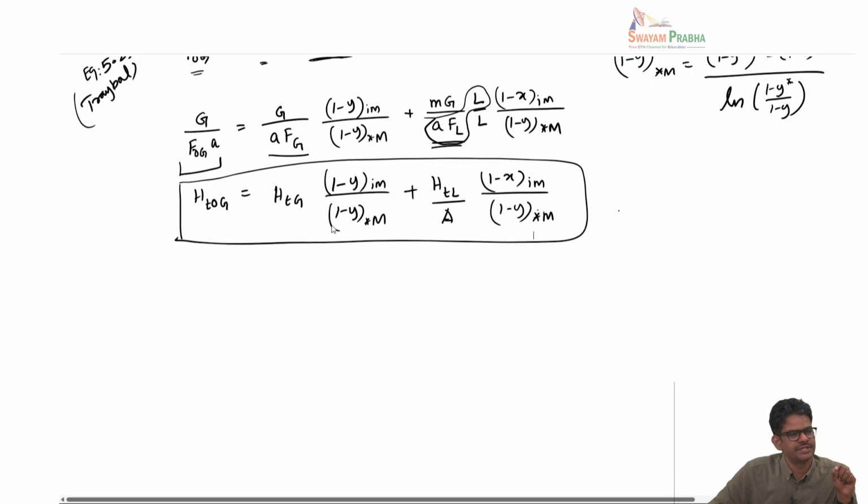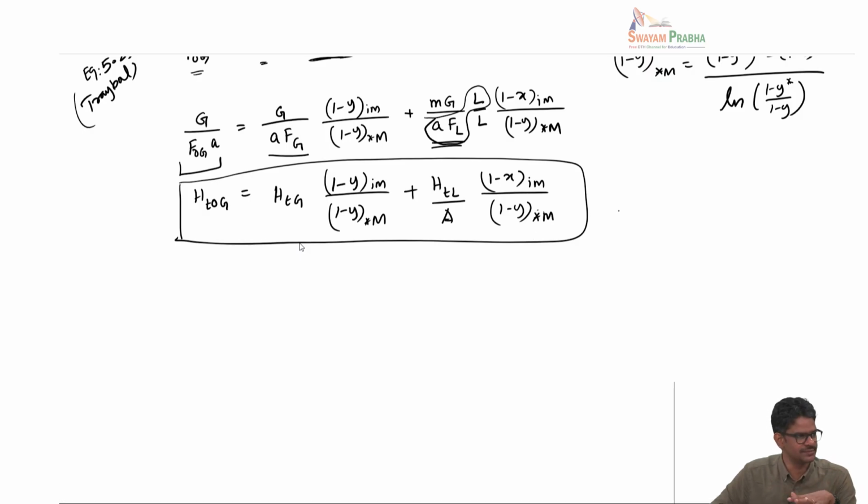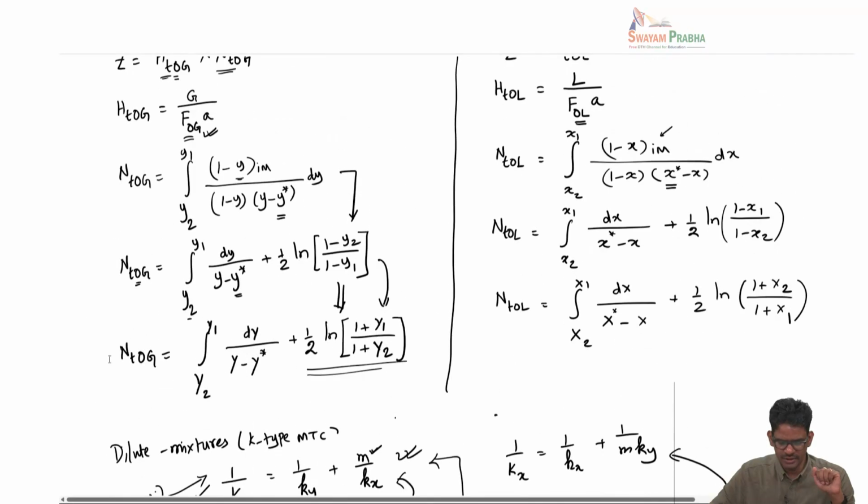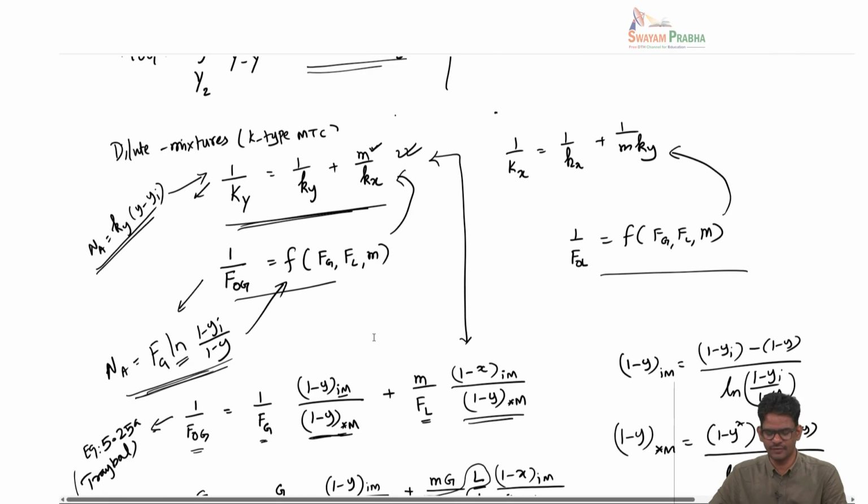So this expression is valid for both phase controlling. If the liquid phase is controlling, or if the gas phase is controlling, this expression is exact. So you can use this, which means you have to get the HTG, you have to get the HTL, and from there you can get the total overall HTOG. We already know how to calculate NTOG from here. So that basically completes the calculation of the height of the column.